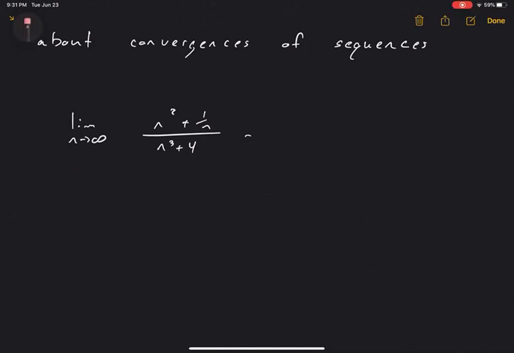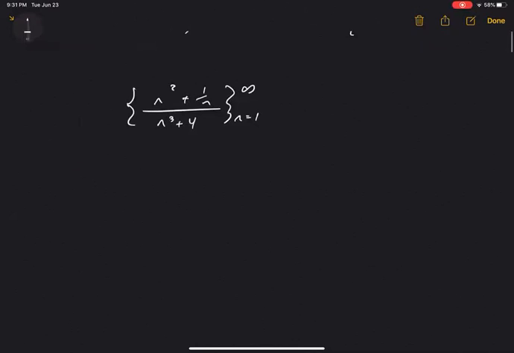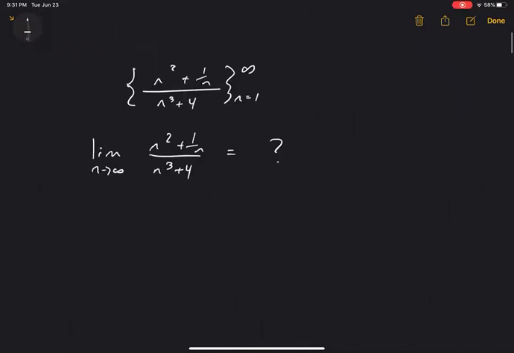So let's say we were given this sequence here. And I want to figure out the limit of that sequence. So I need to figure out, all right, what's the limit of n squared plus 1 over n cubed plus 4? Does the limit even exist? Does the sequence converge? So I'm trying to determine if this has a limit. Well, this is kind of complicated. I've got a complicated numerator and a complicated denominator. How can I make this simpler?